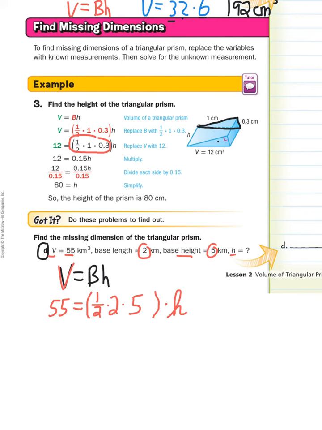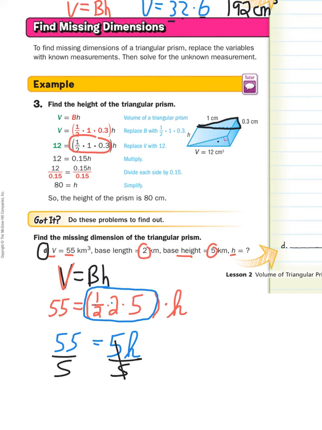Okay, so here's what I'm going to do. I'm going to simplify all of this into one number to find big B. So half times 2 times 5. If you do that, you get 5. So all of that gets simplified to one nice number, 5. Bring down the times H and bring down the 55 equals. Now you have a simple multiplication equation. Divide by 5, divide by 5. So your height is 55 divided by 5, which is 11. And it's just kilometers, not cubic kilometers, because it's only a dimension.